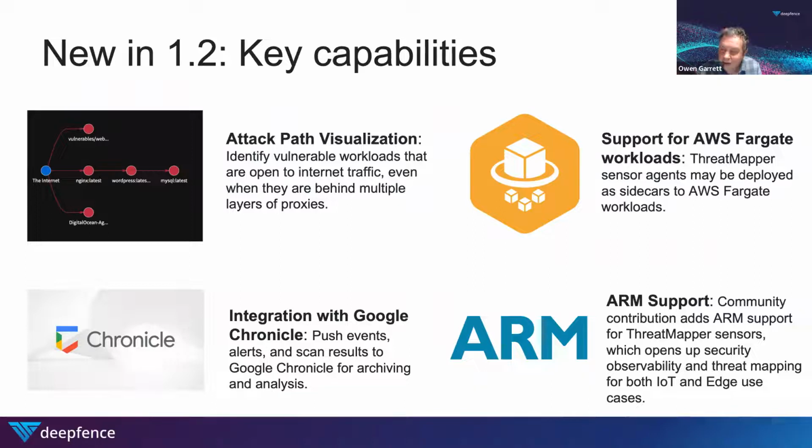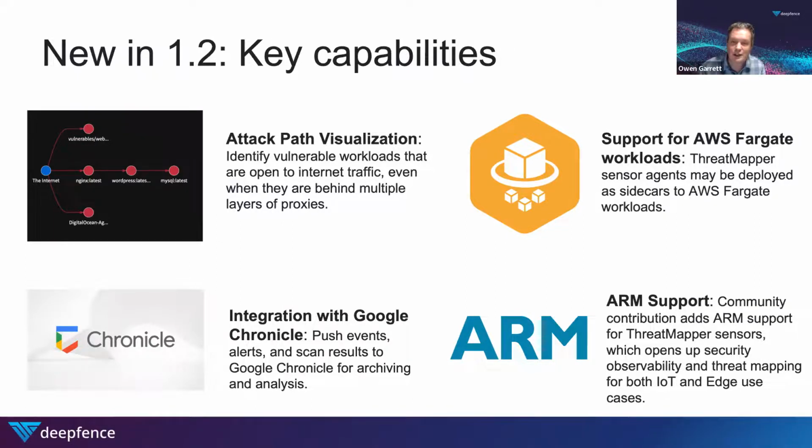And finally, one of our community members experimented with our open source solution and published an update that allows you to run the ThreatMapper sensors on ARM platforms. So whether you're running on AWS on their new Graviton processors, or indeed if you're running edge devices, IoT or edge devices based on ARM technology, you can now use ThreatMapper to monitor and to secure those devices as well, building a much more complete threat map of the attack surface and the vulnerabilities that your application and solutions may be subject to.